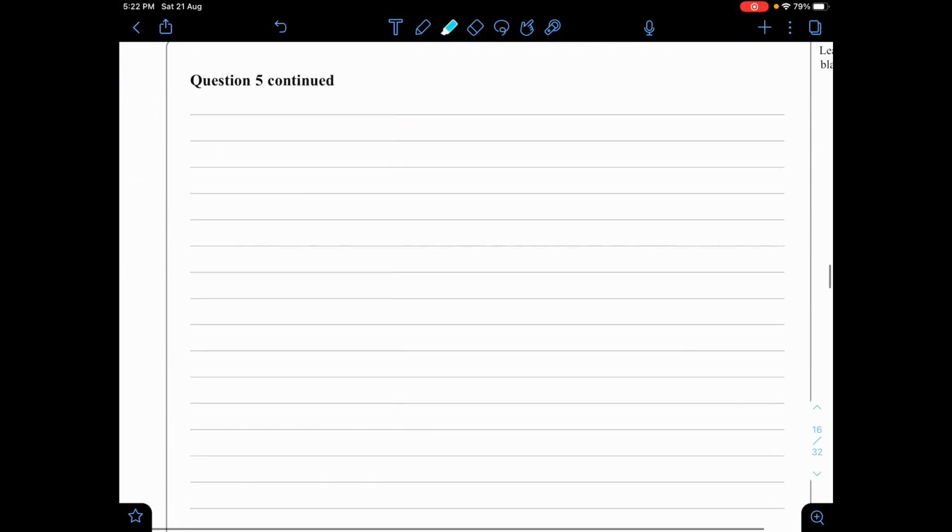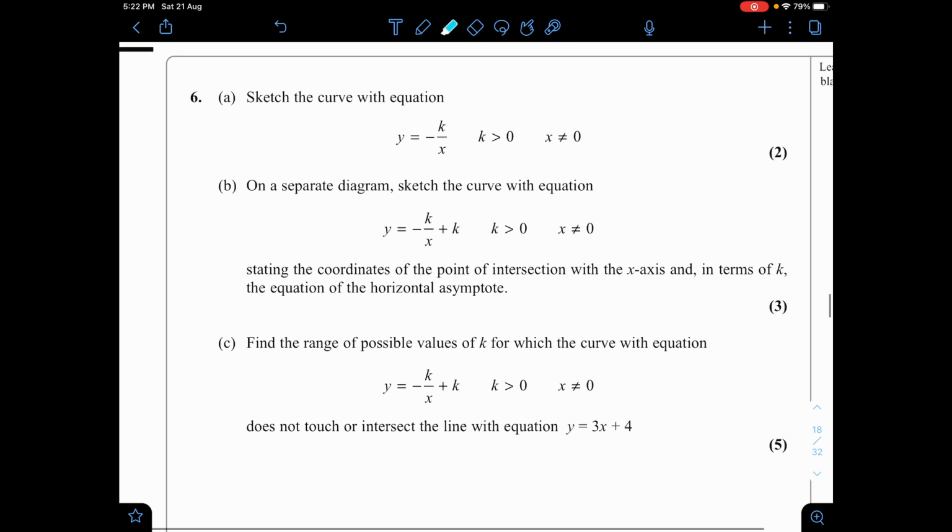All right. So question number 6. It's sketch the curve with equation minus k over x, right? So that's what we have to do. We have to sketch, so we can just do it here. Sketching minus k over x is easy. It's just the reciprocal graph. So this will get you 2 marks. We get 1 mark for the reciprocal graph, and 1 mark because it's negative, right? So that's the 2 marks.